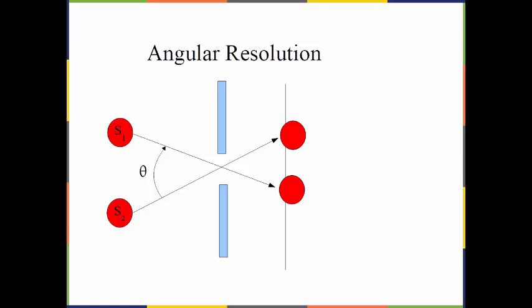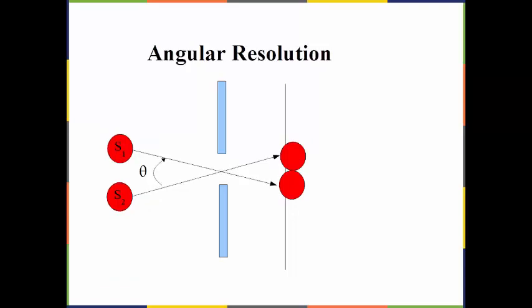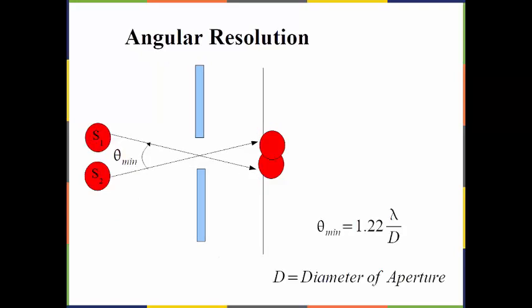If these stars were moved closer together, what would happen is their images would be closer together. But eventually, they would overlap and we wouldn't be able to tell that they're two stars. So this minimum angle between the two stars is equal to 1.2 times the wavelength over the diameter. So the larger the diameter, the smaller this angle can be, and the better resolution we have.